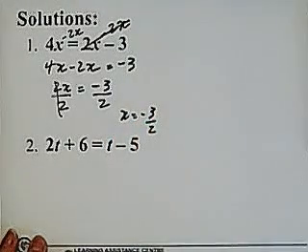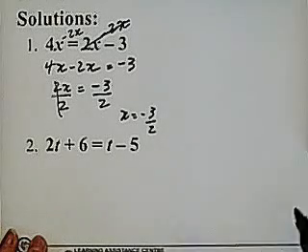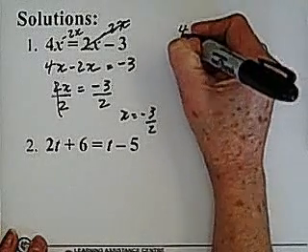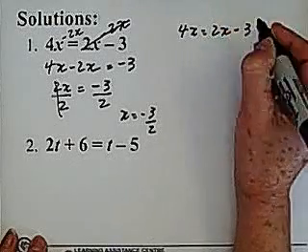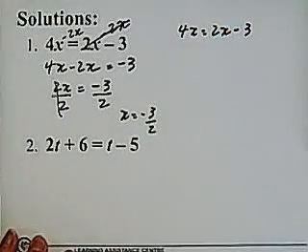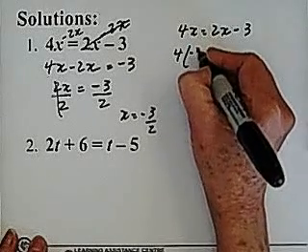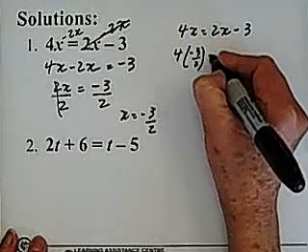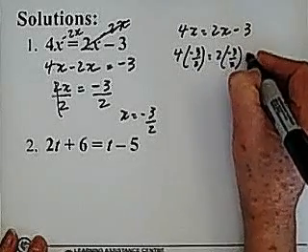And again, it's a good idea to check. I'm assuming that you've been checking all along, so you would already know if you have the right answer, but just a reminder of how you do check. We have 4x equals 2x minus 3. I know my x is minus 3 over 2, so I plug that in for x. 4 times minus 3 over 2 equals 2 times minus 3 over 2 minus 3.